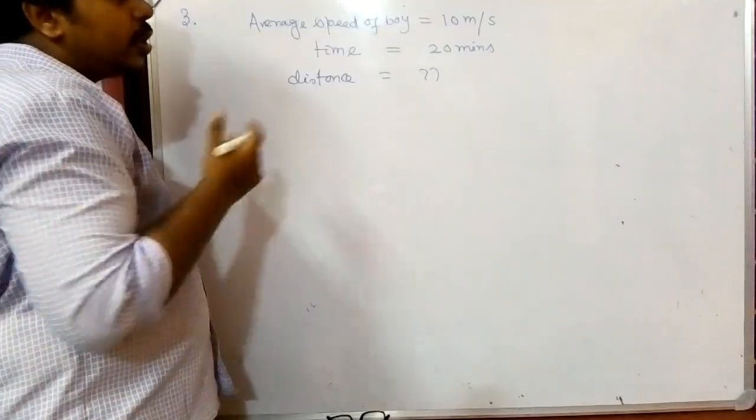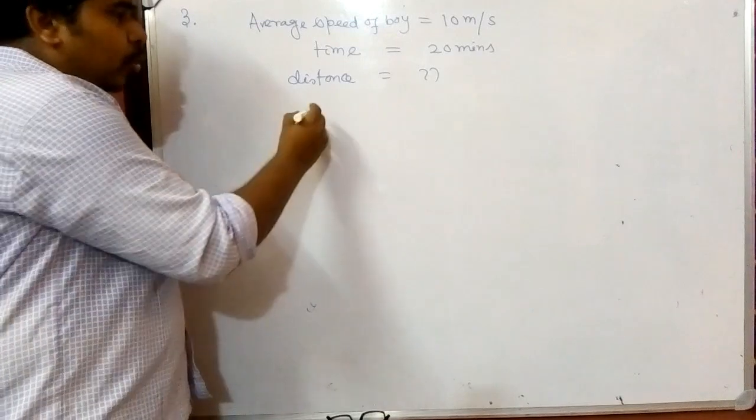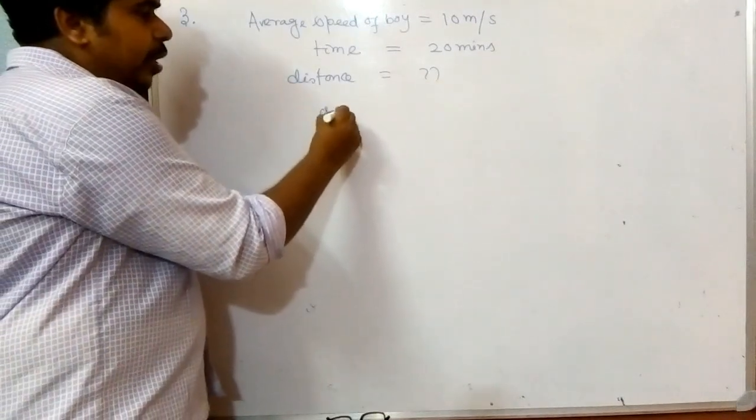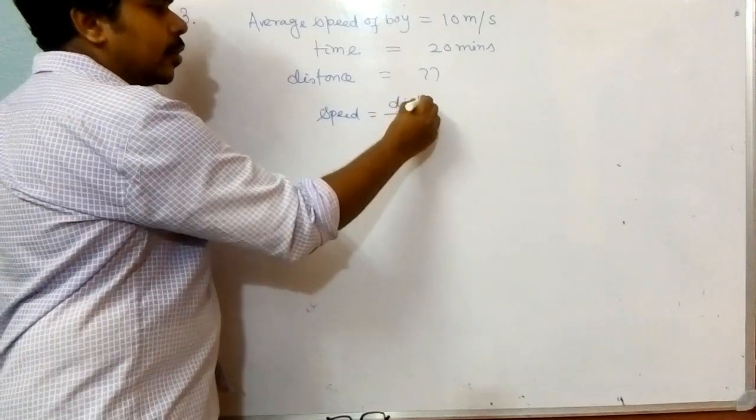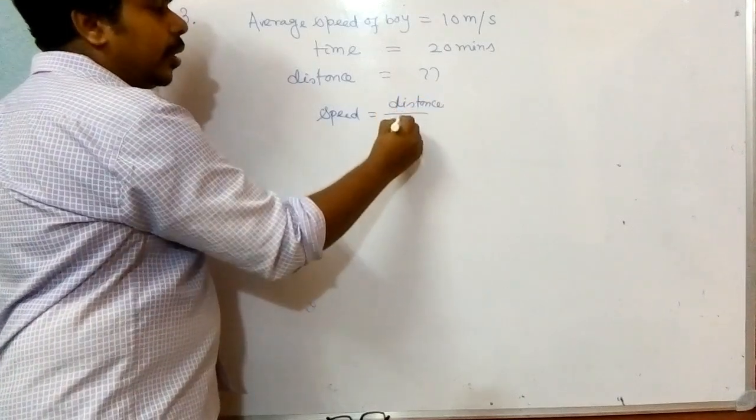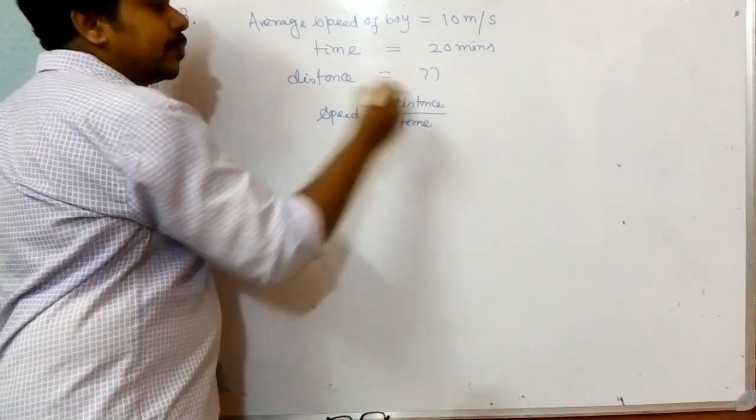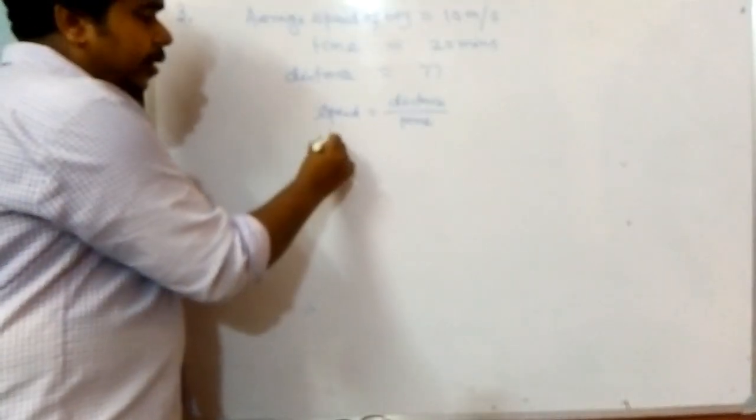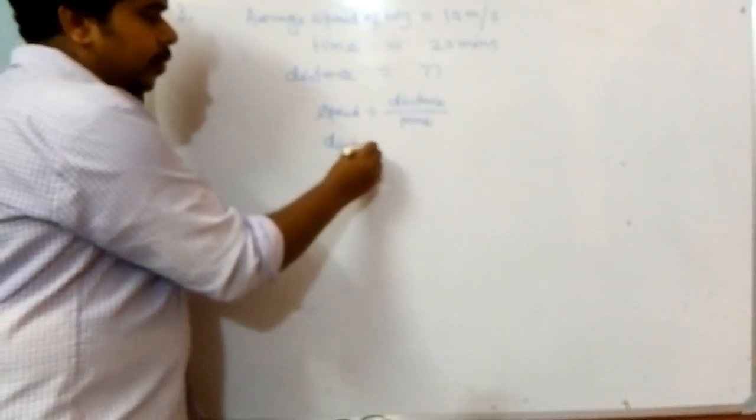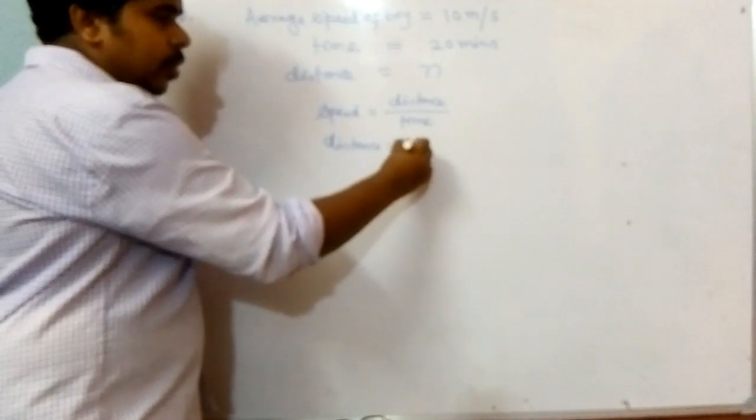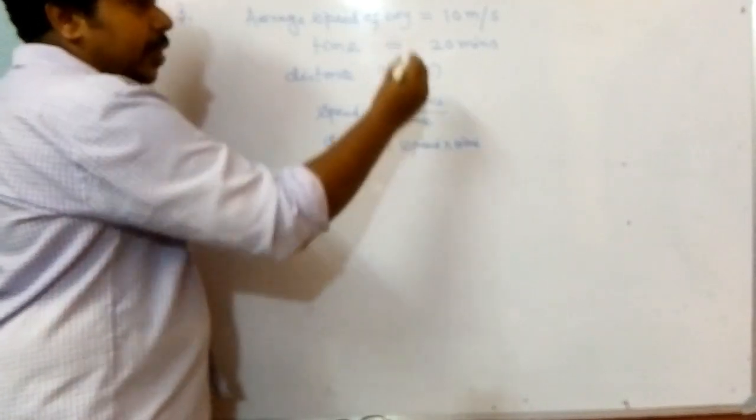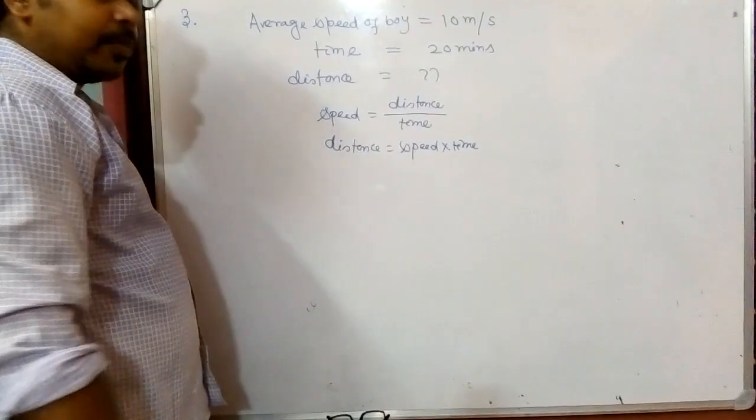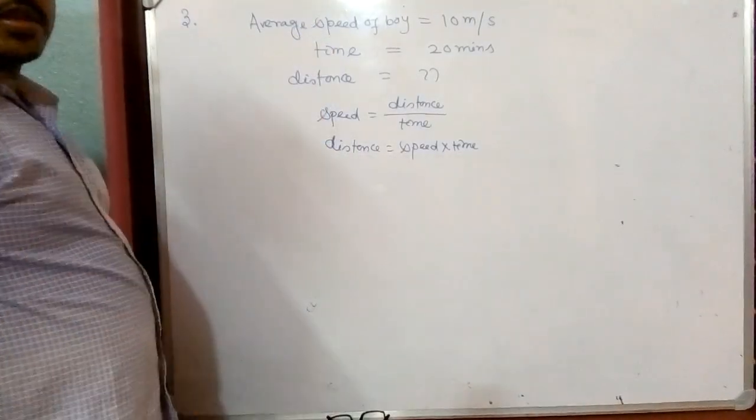And so what is the equation we have to follow here? We know that speed equals distance by time. You all know that. And distance equals speed into time. As the speed is given, yes, it is given 10 meter per second. Time is given 20 minutes.